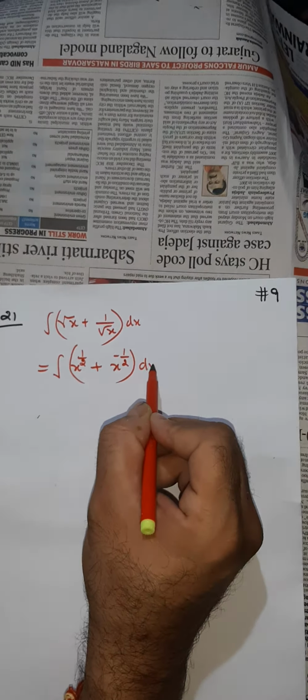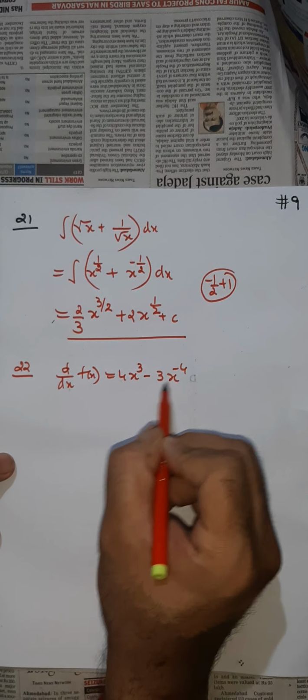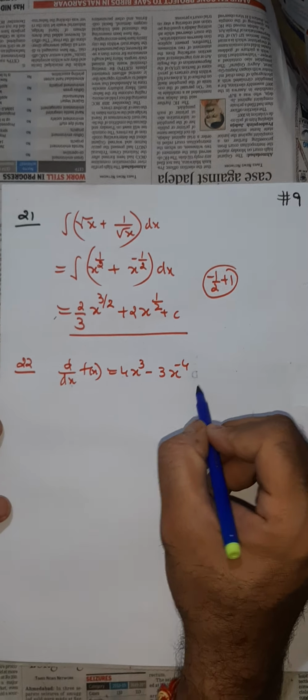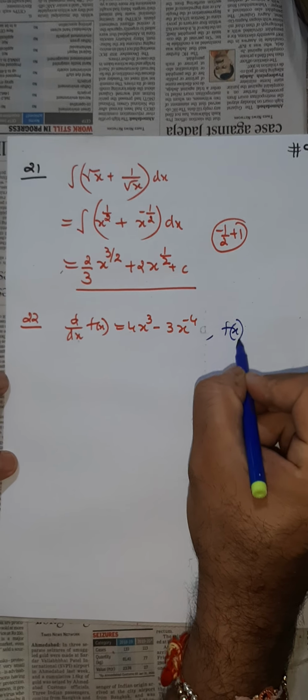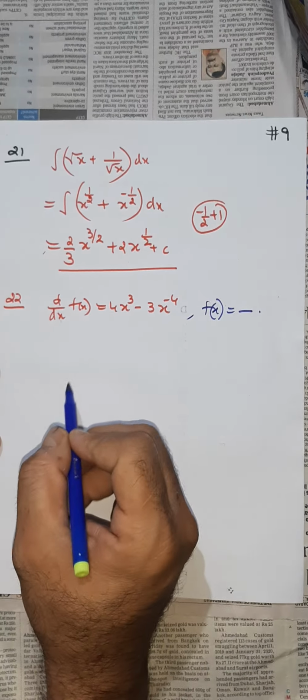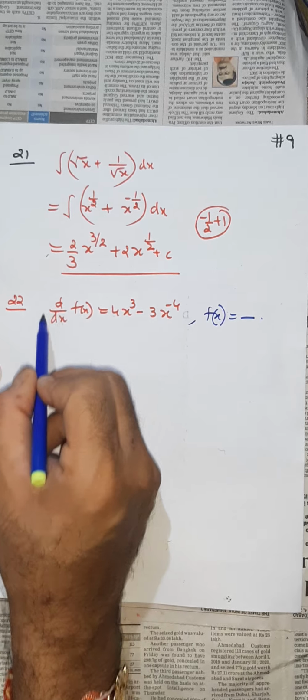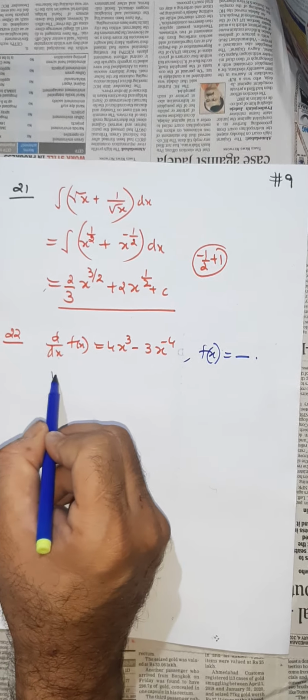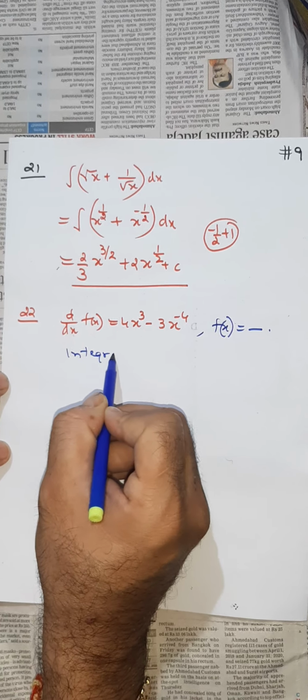Okay, question number 22. Here in this question you are given d by dx of fx equals to 4x cube minus 3 into x raised to minus 4. This is given to you. The question is find fx. This is the question. Get this fx. So we want to remove this d by dx. So we need to use antiderivative procedure, that is integration. So we just integrate it.